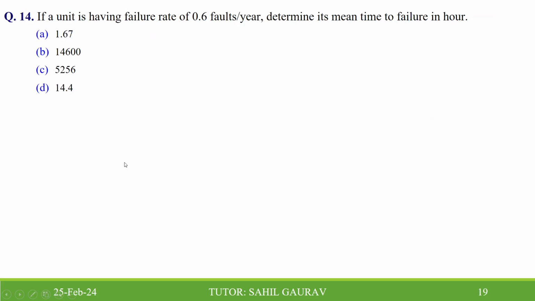Now let us move to the next problem. If a unit has a failure rate of 0.6 faults per year, determine its mean time to failure in hours. So the failure rate is given as lambda, 0.6 faults per year. And we know that mean time to failure is the reciprocal of the failure rate. So it is 1 divided by 0.6 years per fault.